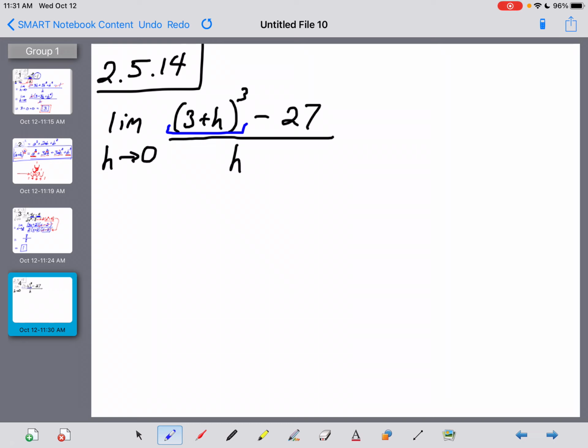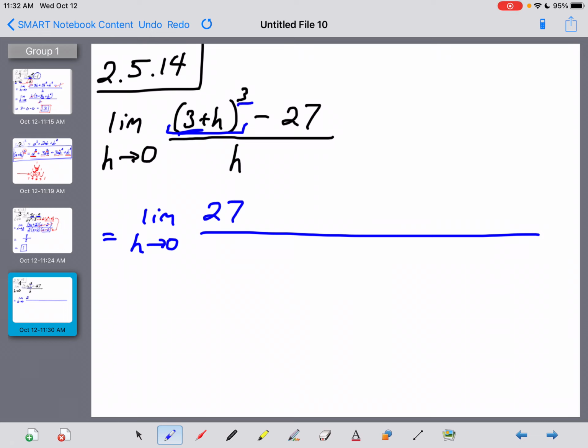So here we go. We've got to expand that numerator here. So we're going to have still a limit as h approaches 0. And now here we go. Up in the numerator, 3 plus h quantity cubed. You start off with the first term, 3 to the third power, which is going to give us a 27. Then from there, we're going to add to that.